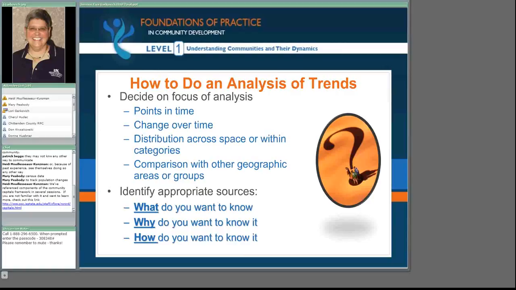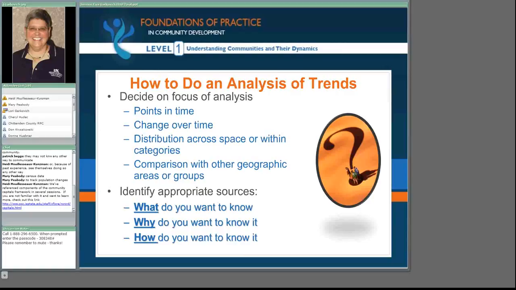You can also do an analysis of trends where you look at distribution across space or within categories. Sometimes it's not so important to figure out what's happening in a community as a whole, but we're more concerned about what's happening in different parts of our community, different neighborhoods, county versus town, different towns within the county, or the political geography, the political area.